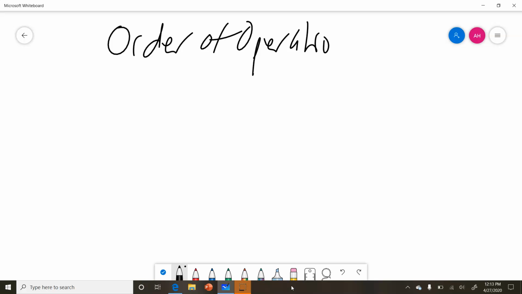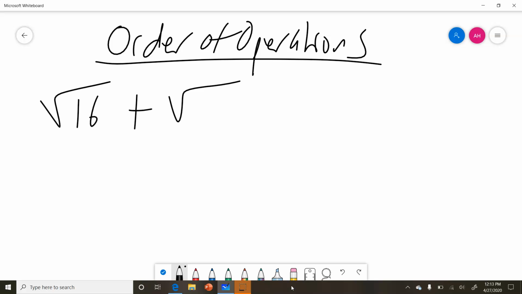Okay, now one final thing that's very important when we do the square roots is the order of operations. You should remember this from way back, order of operations. So if they give us something that looks like this, the square root of 16 plus the square root of 9.